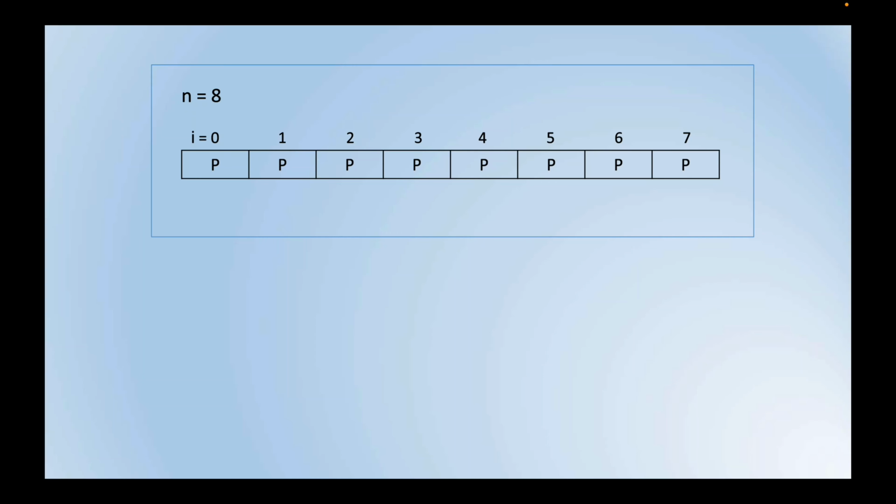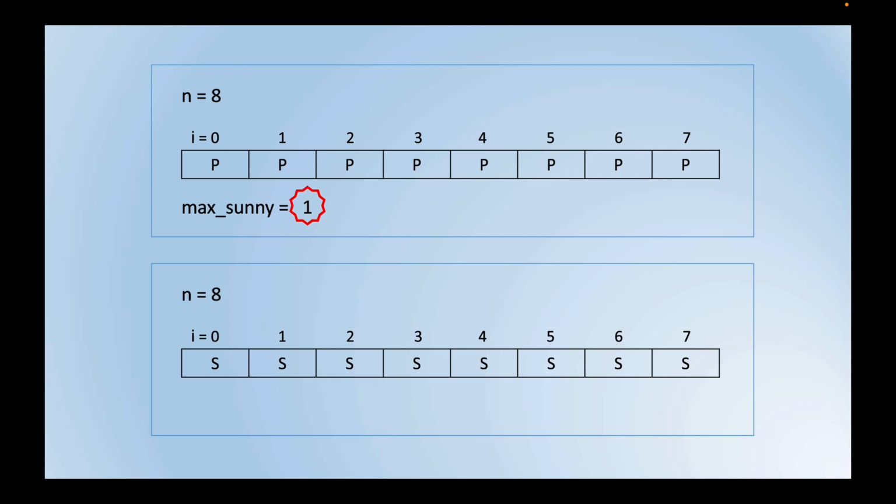So first, let's look at the two special cases. The first special case is when every day has precipitation. Then the max amount of sunny days is 1. The second case is when every single day is a sunny day. But since there is one error, the max number of sunny days is just the number of days minus 1.